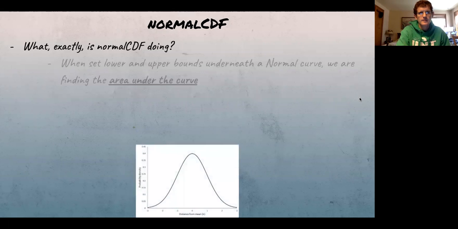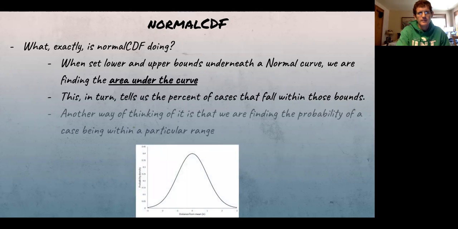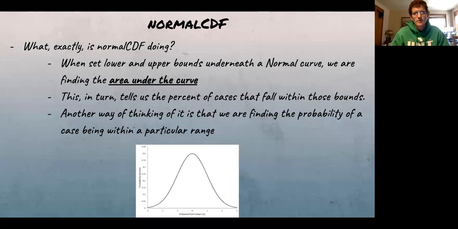I'm going to bring all this up and then we'll talk through it. What exactly is your calculator doing when you run a normal CDF? You have a normal curve, and this is assuming a normal curve. You're giving it a mean and a standard deviation, which is always 0 and 1. You can see that's what we have in this example. When you set the lower and upper bounds, you're saying, I want to find the area under the curve that falls between those bounds.